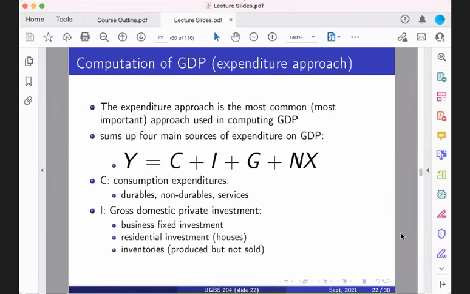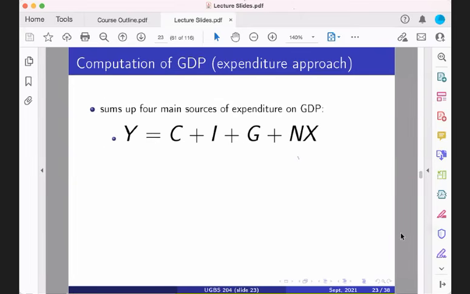All right. So GDP is C plus I plus G plus NX. It's important to know this.